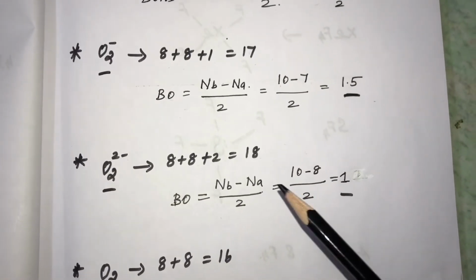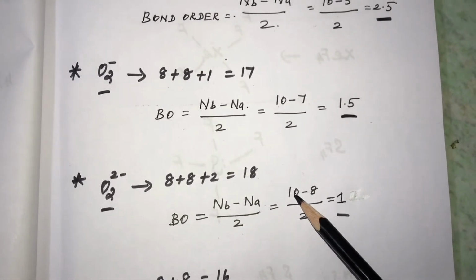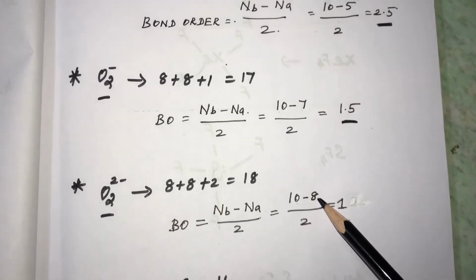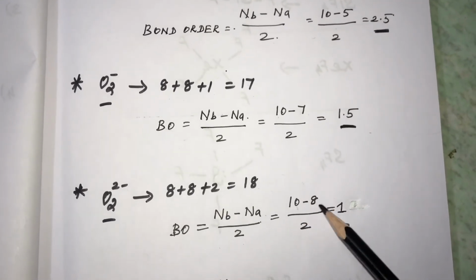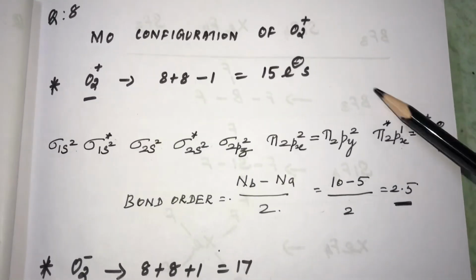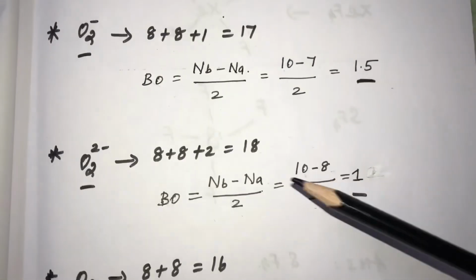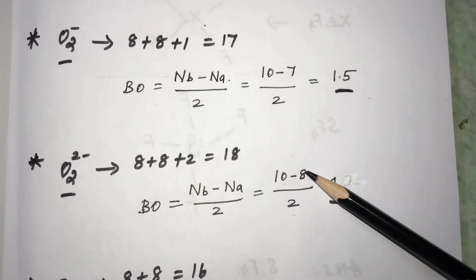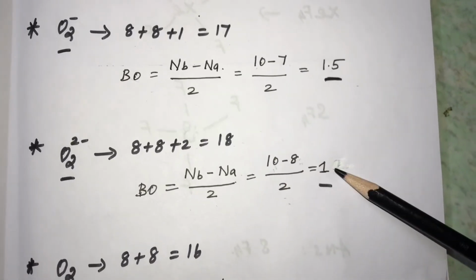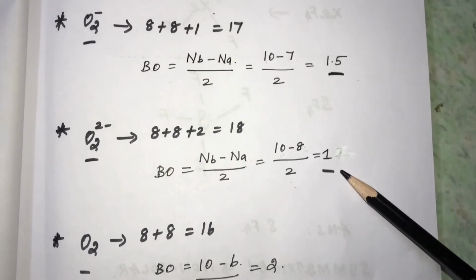So in the case of number of bonding and antibonding electrons by 2, with 10 bonding, the antibonding electrons will be 8. So 10 minus 8 by 2. For 15 electrons, 1 antibonding electron. Here for 18, the 5 plus 3, 8. So 10 minus 8 by 2, 2 by 2, 1. For O2 2 minus, the bond order is 1.